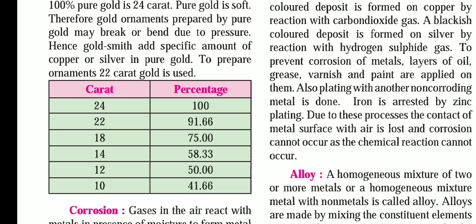14 karat gold has 58.33% gold. In 12 karat gold, 50% gold is there. In 10 karat gold, 41.66% gold is there. By remembering one thing, 22 karat gold is 91.66, by dividing this you can understand the proportion of 1 karat of gold. If we remove 2 karat, 2 karat means 8.44.